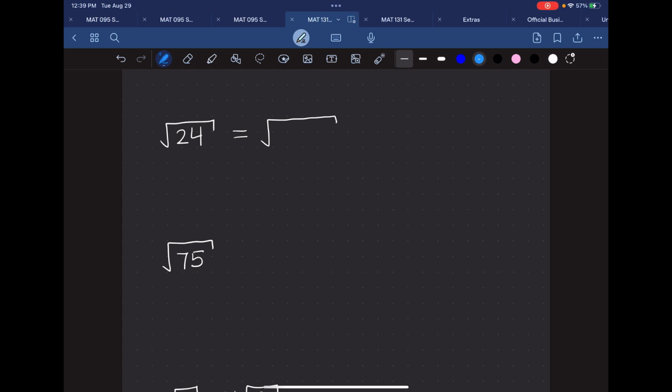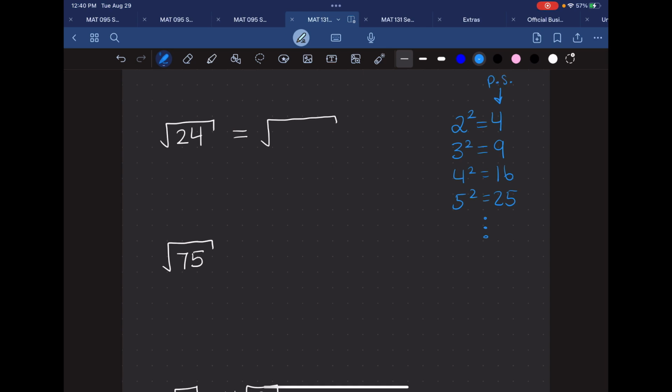And just in case you don't know what I'm talking about with perfect squares, I'll list some. 2 squared is 4, so 4 is a perfect square. 3 squared is 9. 4 squared is 16. 5 squared is 25, so on and so forth. And so if I take the square root of 4, I get 2. Square root of 9 is 3, square root of 16 is 4, square root of 25 is 5. So those numbers are our perfect squares.